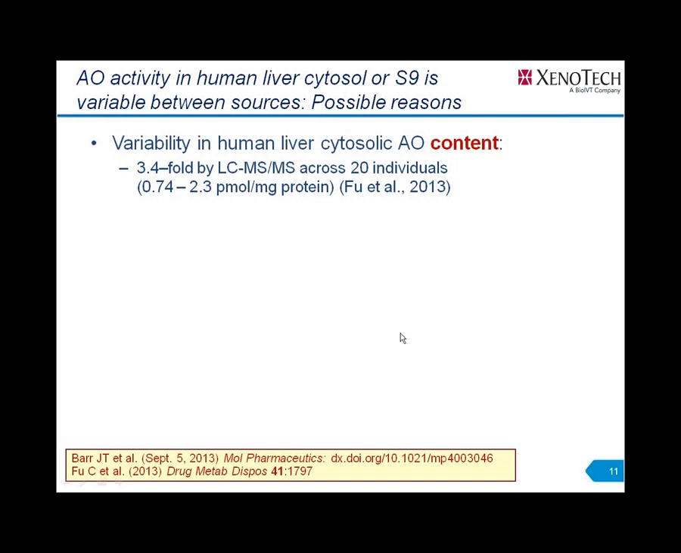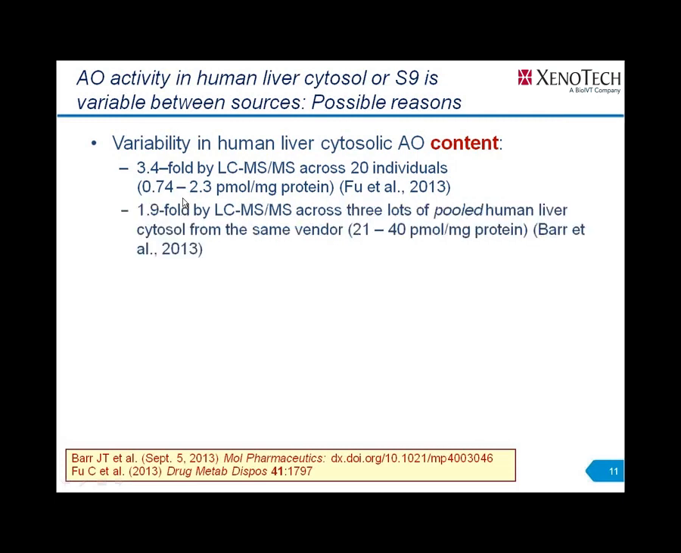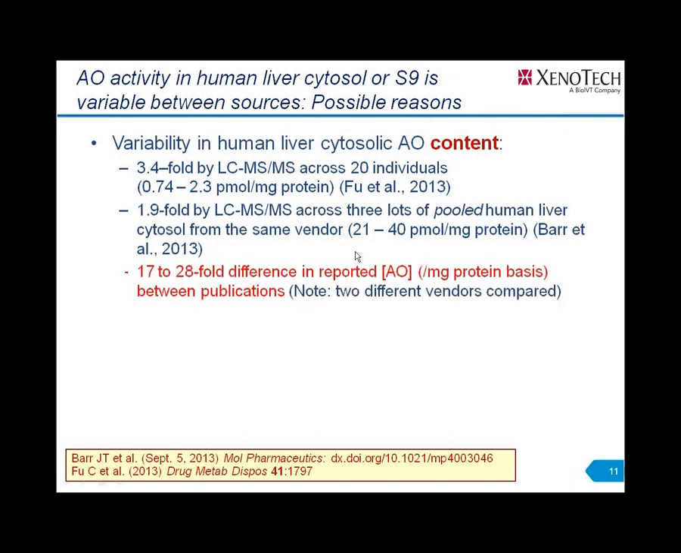content of aldehyde oxidase, and they do this by a mass spec method. So for the Pfizer paper, they're seeing a content of anywhere from around 1 to 2.3 picomoles per milligram protein, and a 3.4-fold variation, I should mention. So for the Barr paper, they see about a 2-fold variation by mass spec across 3 lots, again, of pooled human liver cytosol from the same vendor. And they see an absolute content of 21 to 40 picomoles on a per milligram basis.